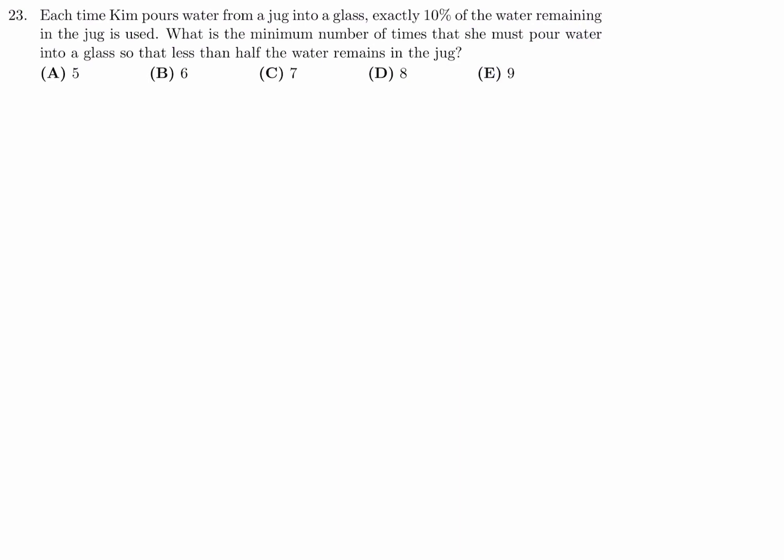Each time Kim pours water from a jug into a glass, exactly 10% of the water remaining in the jug is used. What is the minimum number of times that she must pour water into a glass so that less than half of the water remains in the jug? Again, let's start off with a number.